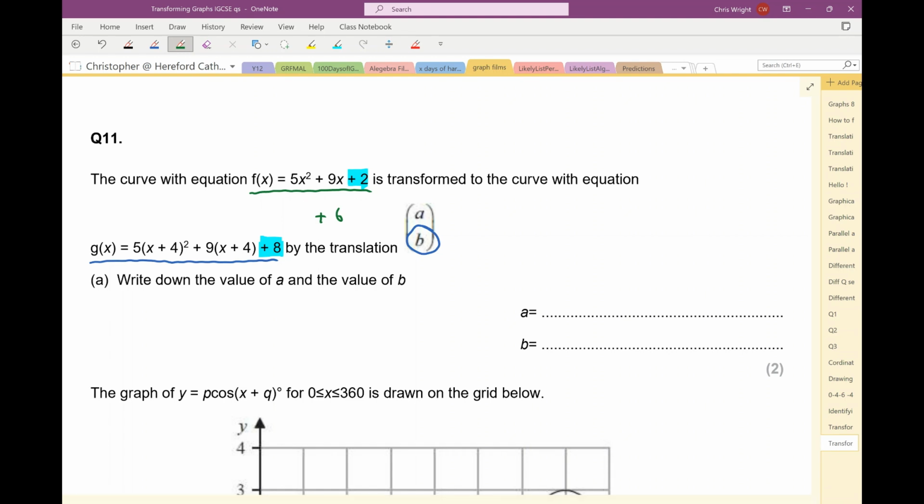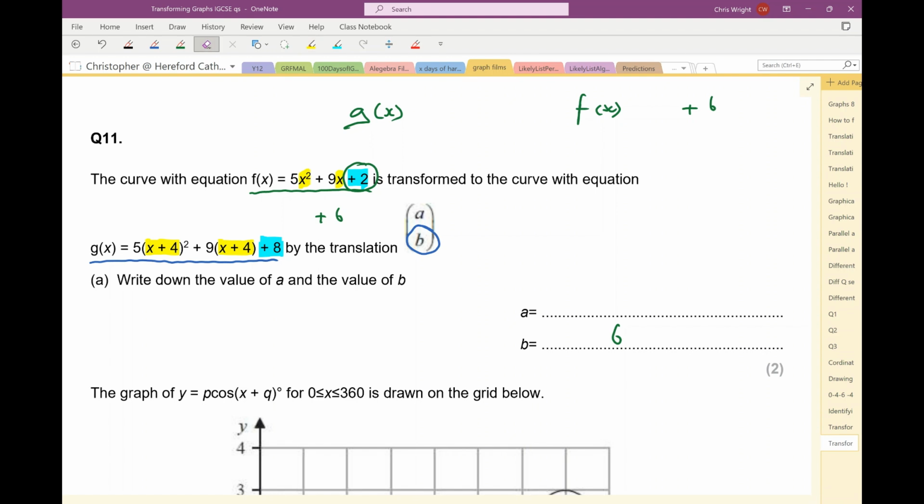So, just to make that clear, comparing g of x and f of x, the first thing I notice is that g of x is f of x with a plus 6 outside the bracket. So b is 6. The curve has been moved 6 units up. Now, what else do I notice? Well, instead of being 5x squared and 9x, it's 5x plus 4 and 9x plus 4.